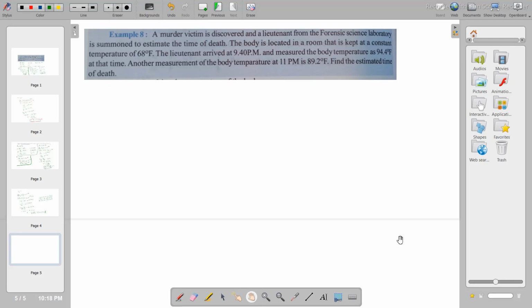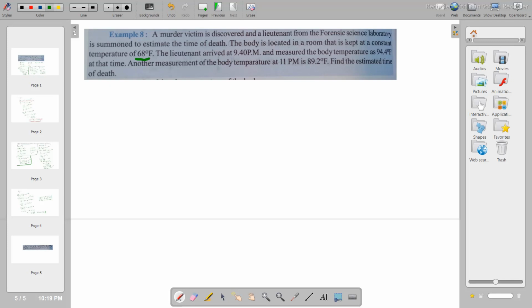So here is the murder mystery question. The question says a murder victim is discovered and a lieutenant from the forensic science laboratory, so obviously it's you guys, is asked to estimate the time of death. The body is located in a room that is kept at a constant temperature of 68 degrees Fahrenheit.